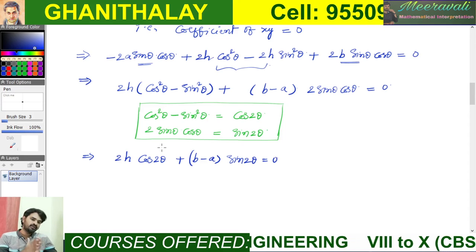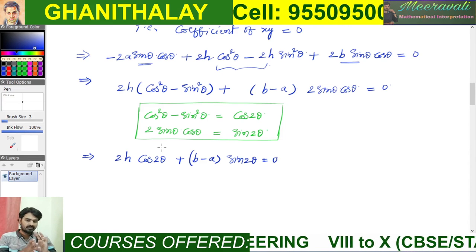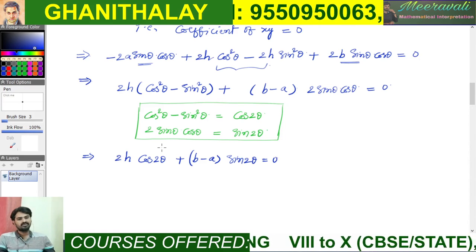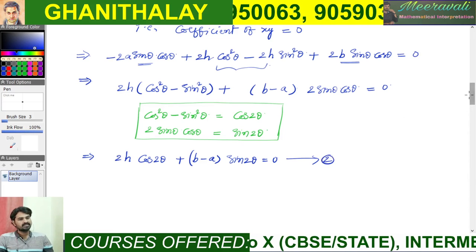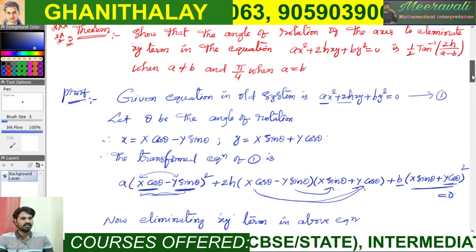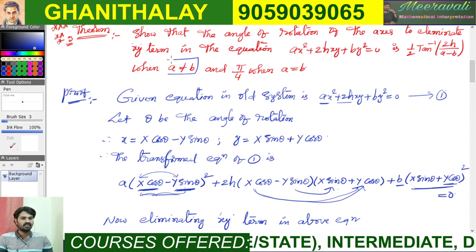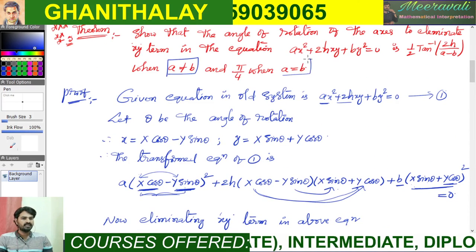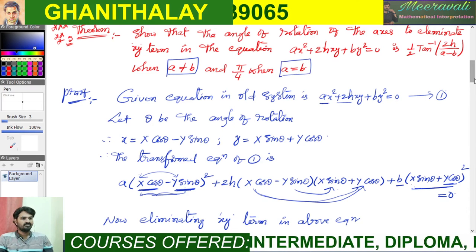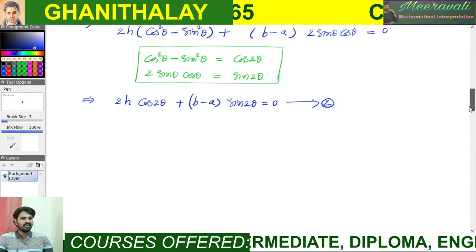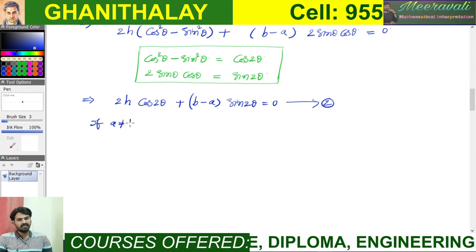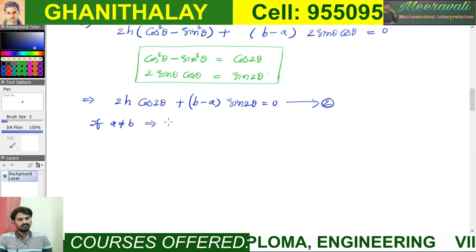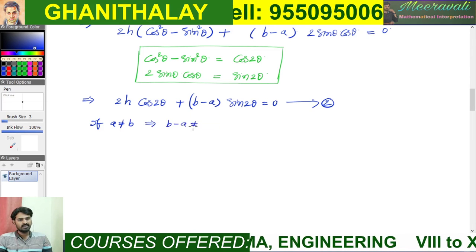Now to find the theta values, let it be equation number 2. Here onwards, two cases we have to apply. One is a is not equal to b, and the second case is a is equal to b. In the first case, a is not equal to b. If a is not equal to b, then b minus a is not equal to 0.